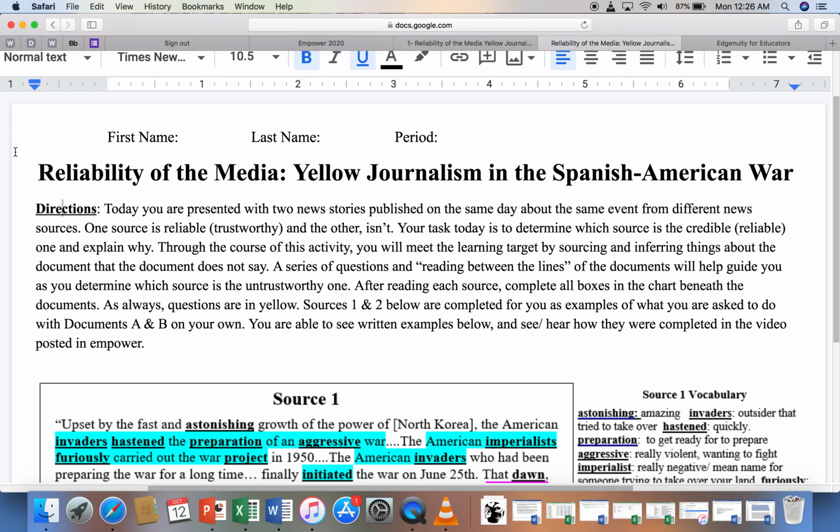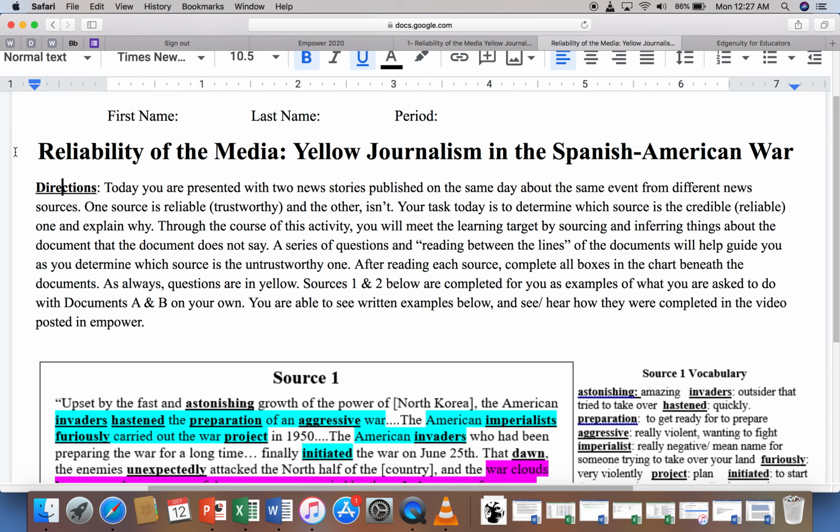So basically, what you're going to get is a bunch of questions designed to help you infer things. They're designed to help you figure out those things between the lines, to help you determine which of these is reliable and which isn't. Basically, instead of having you read both sources and decide which one is reliable and which one isn't, we're going to have you answer some questions to help you get to that answer.